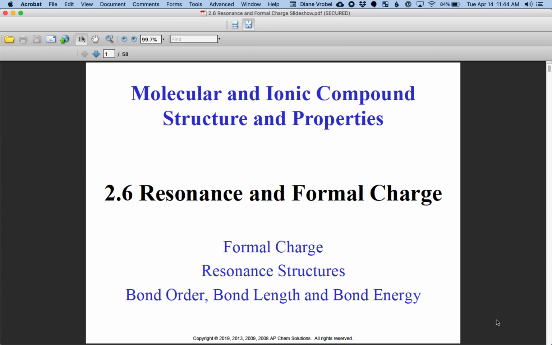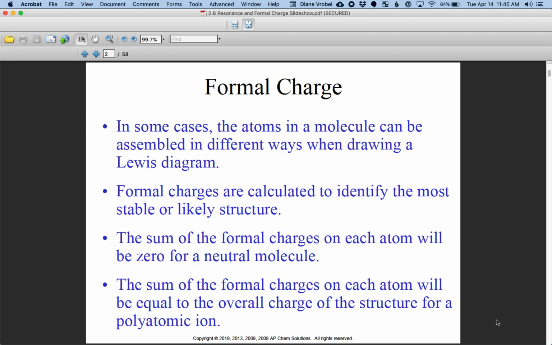And we're going to use the information that we used with Lewis structures, and we're going to apply it to resonance. We're also going to look at formal charge. We're going to look at bond order, bond length, and bond energy. So we're going to kind of pull everything together here.